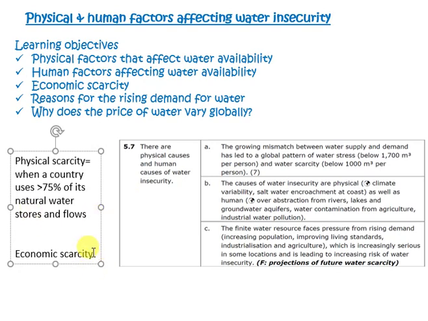Economic scarcity is when the use of the stores and flows is limited or restricted by finance, technology, and governance. So what that's saying is they've got the physical supply, but often they can't access it. So economic scarcity occurs due to lack of finance.